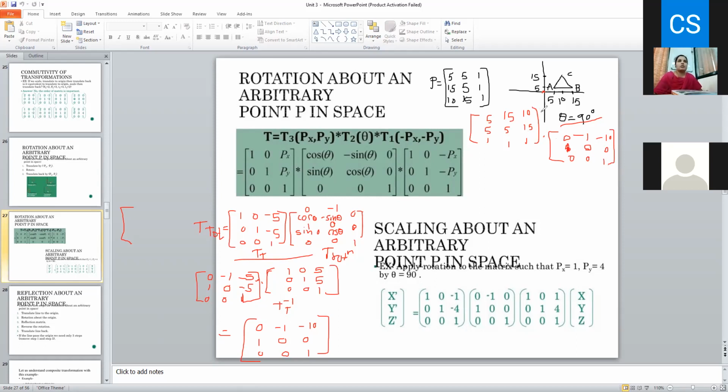Now carry out this multiplication, first row, first column. That is 5 into 0, 15 into 1, 50. Then first row, second column. So 5, that is minus 5 only.